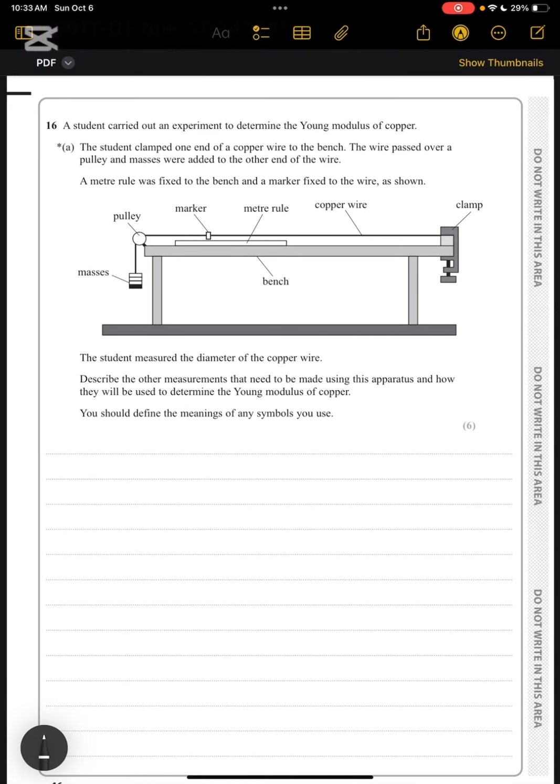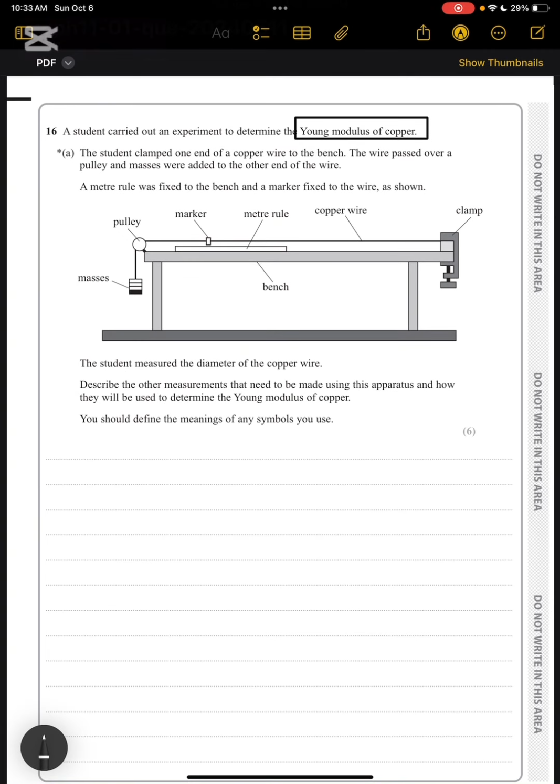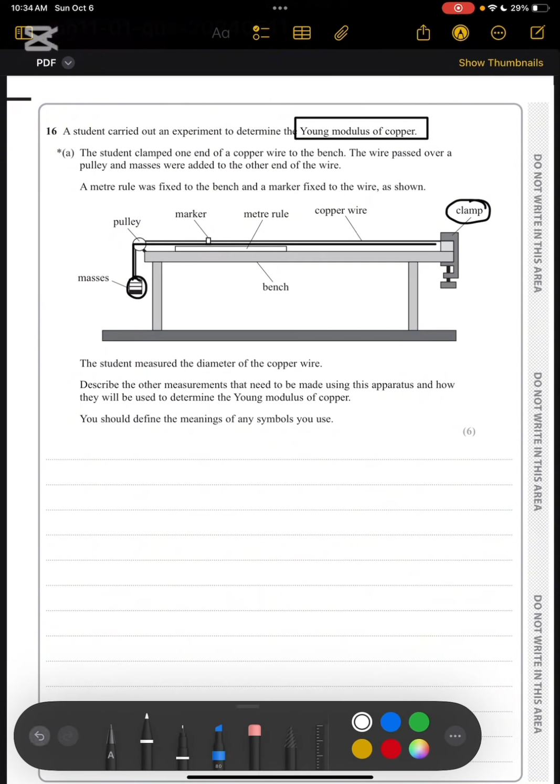So let's solve question number 16. They have said a student carried out an experiment to determine the Young modulus of copper. So we have to find the Young modulus. The student clamped one end of copper wire to the bench. So there is the clamp where the copper wire was clamped. This is the clamp. This is the wire which was clamped on one end. The wire passed over a pulley and masses were added to the other end of the wire. So there is a wire which was passed through this pulley, and there are some weights attached to it.